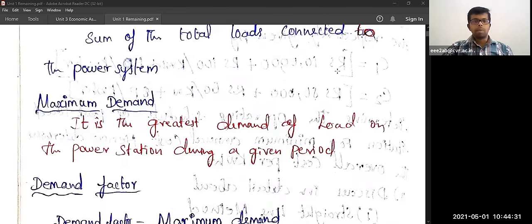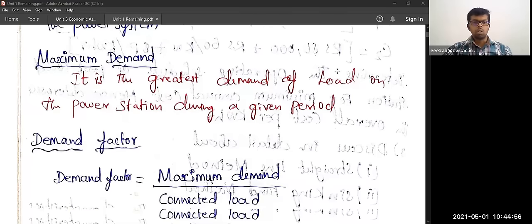What is the maximum demand? Maximum demand is the greatest demand of the load on the power station during a given period of time. For example, if we have taken 24 hours of time, in that 24 hours, what is the greatest demand of the load on the particular power station? That we have to note down.